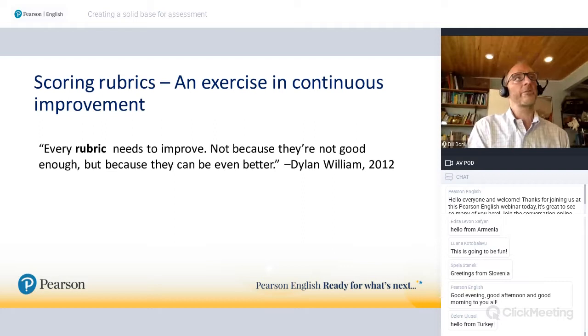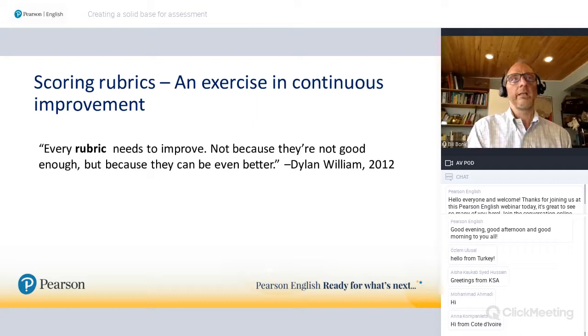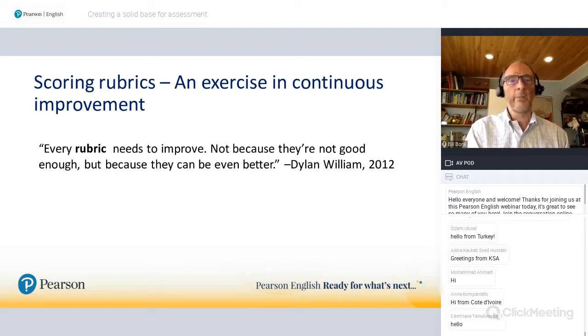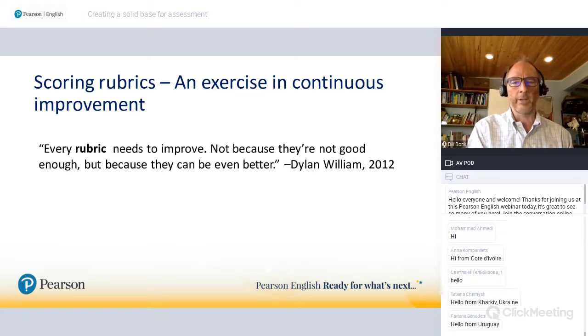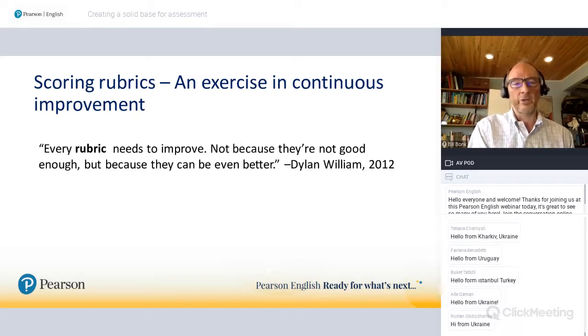As I said, I've been doing this for a long time, and I think of rubrics not as something that is created and then stays around forever, but as an exercise in continuous improvement. I'd like to use a slightly changed quote from a great educator named Dylan William. I went to a talk in 2012 where he said, every teacher needs to improve, not because they're not good enough, but because they can be even better. This was given in the context of a talk around educator improvement and educator effectiveness.